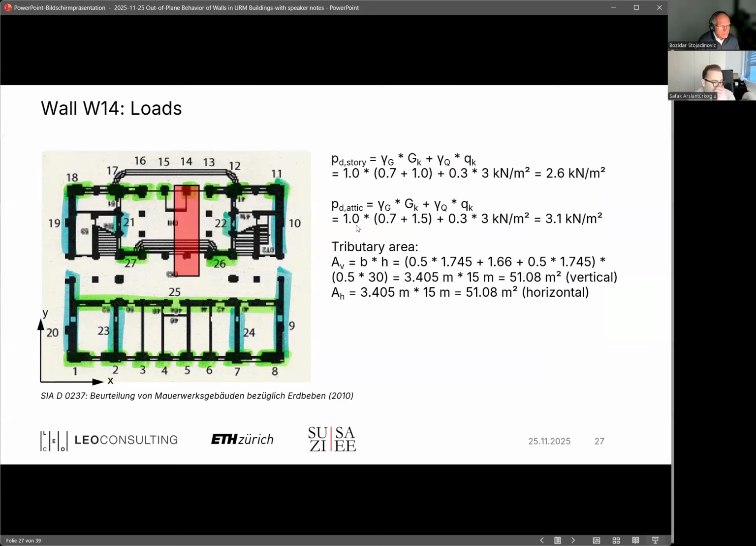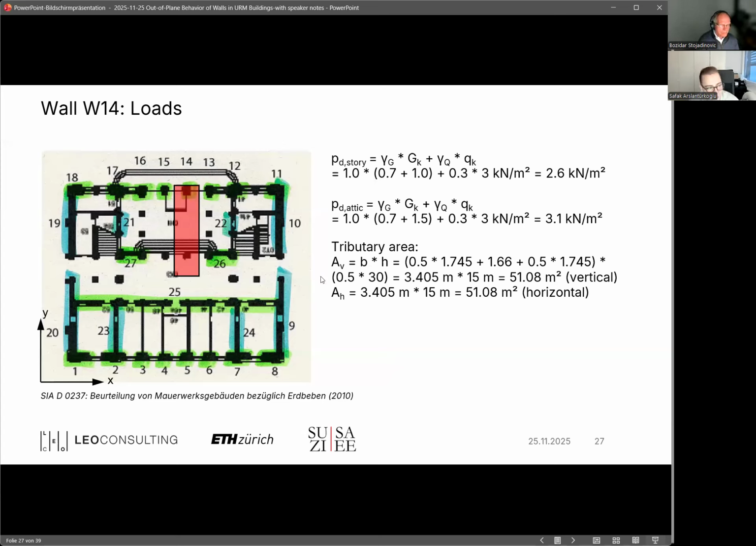And what we have to do is define the loads, because they will lead to these rotations, or they will stabilize the wall. We have to consider these actions, and for that we need the story loads. So here I just have the self-weight plus some additional load plus 30% of the live loads. For a classical story, it is 2.6 kilonewton per area, and in the attic floor, it is just a bit higher. So what we need here, or what you see in red, is the tributary area for this wall 14 that is selected for the analysis.